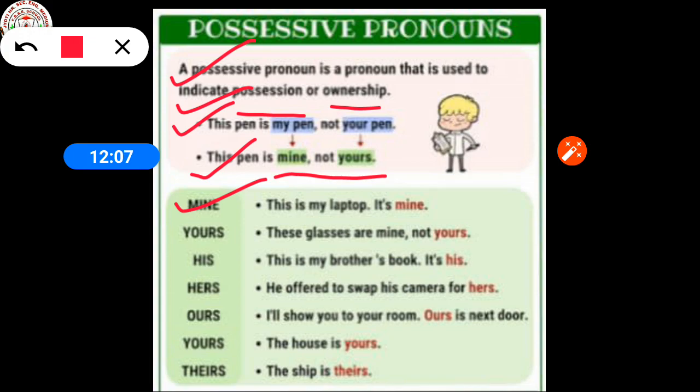This is my laptop, it's mine. These glasses are mine, not yours. This is my brother's book, it's his. He offered to swap his camera for hers. I will show you to your room, ours is next door. The house is yours, the ship is theirs, etc. So these all relate to possessive pronouns.